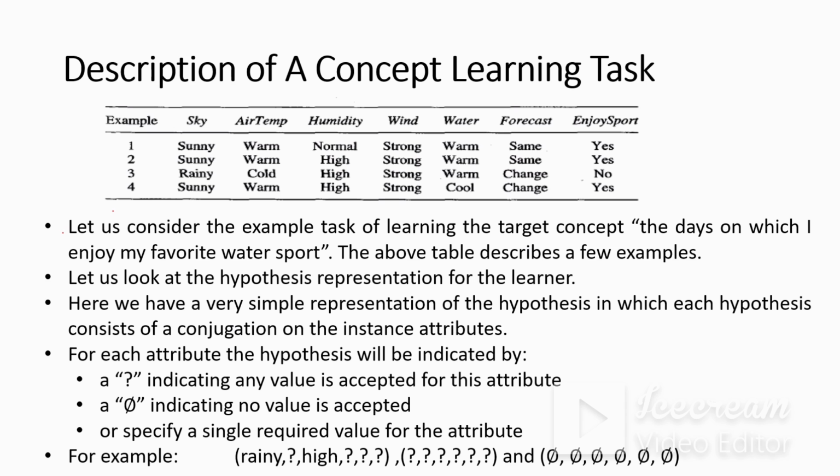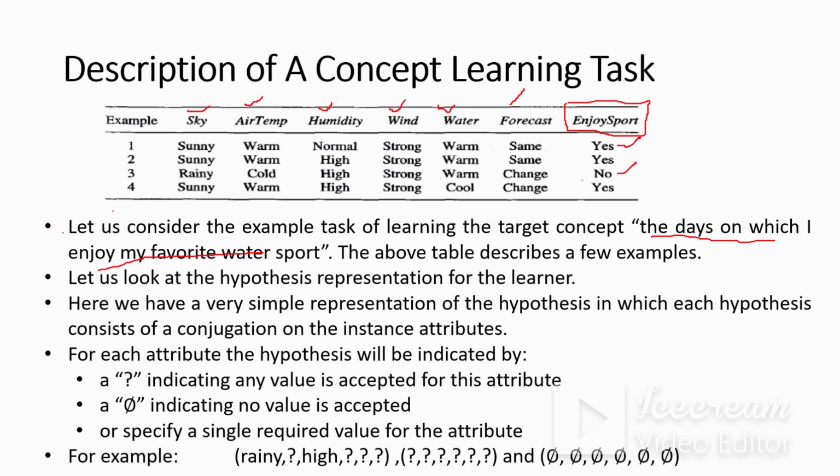Here, what we are trying to learn is the concept: the days on which I enjoy my favorite water sport. The given table describes a few examples. In this table, we have 6 attributes which describe the conditions on a given day. And we have one last attribute called enjoy sport, which tells us whether I enjoy it. If I enjoy, it is going to be yes. If I do not enjoy, it is going to be no.